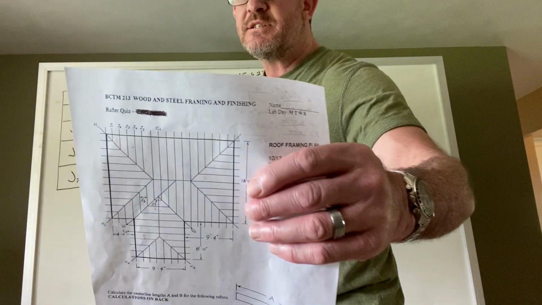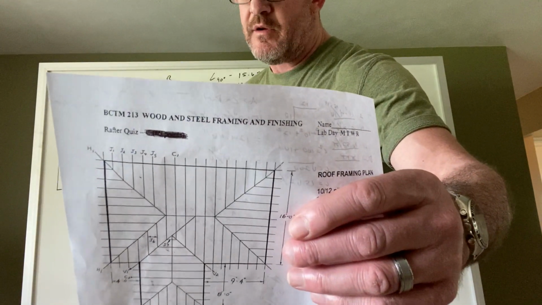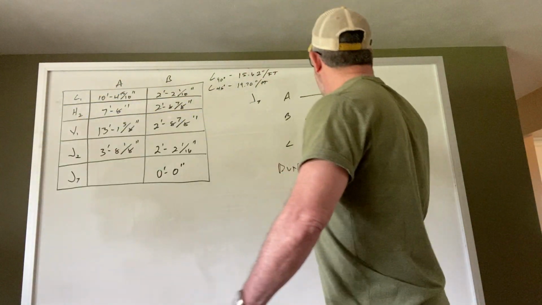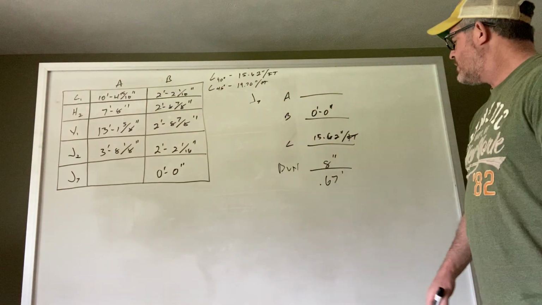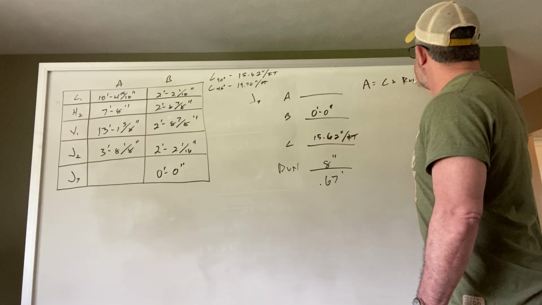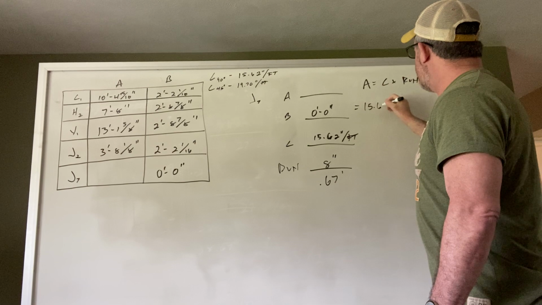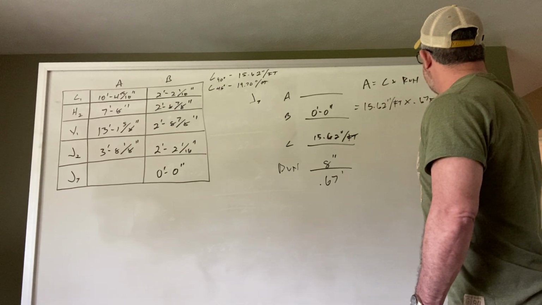But I can see, obviously, because it's a cripple, not a jack, and it's a crippled jack, not just a jack, that I do not have a tail. So my third option, 0 foot 0 inches. But again, all I have to do now is solve for my A. A equals C times run. 15.62 inches per foot times my 0.67 feet.